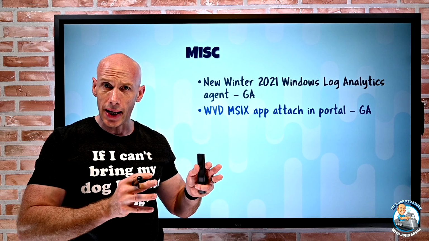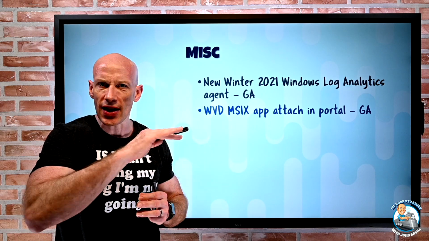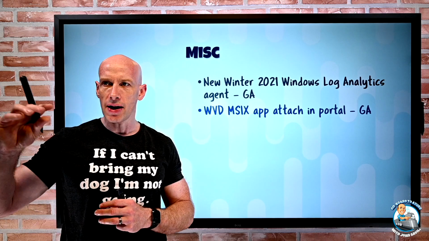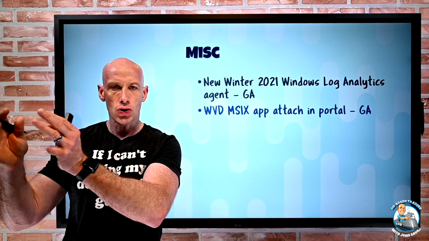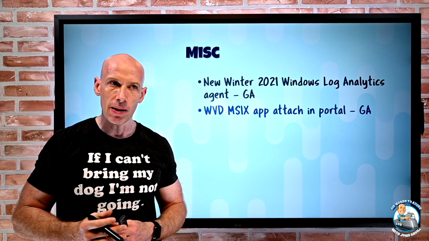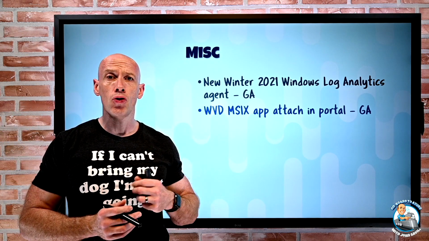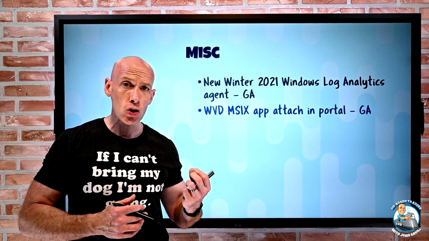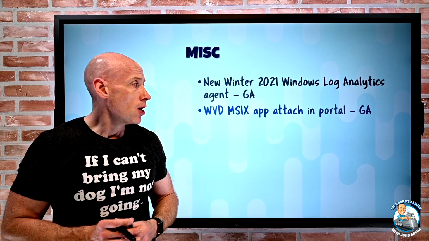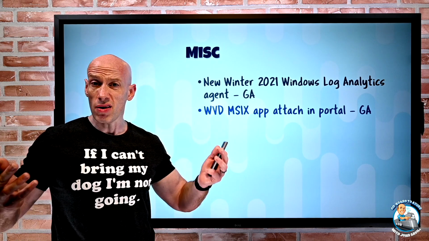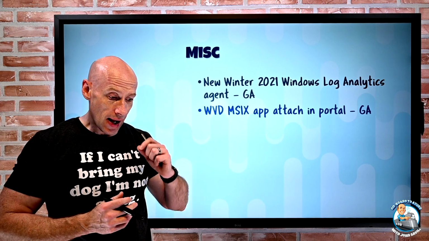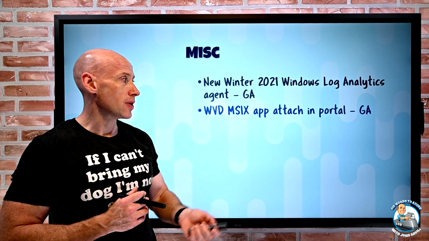So it keeps the image clean. I don't have to have an image with 50 applications baked into it. I can just attach these MSIX app attach virtual disks to make the applications available. Before, I had to do this through PowerShell scripts, creating custom scripts to do that attach. What they're now saying is with a few clicks in the portal and through Azure Resource Manager templates, I can now do this app attach.